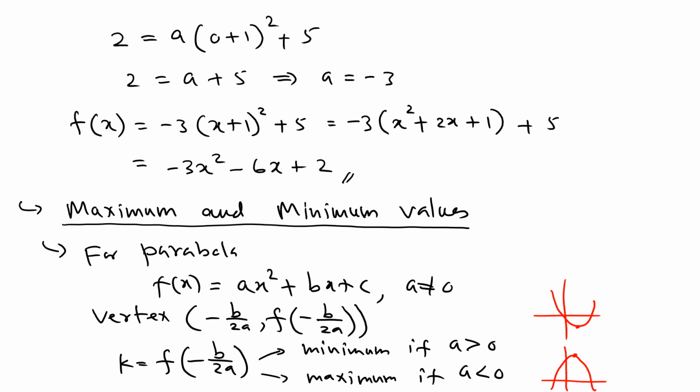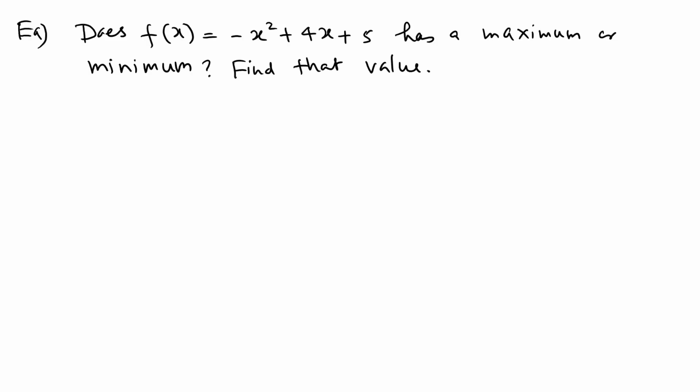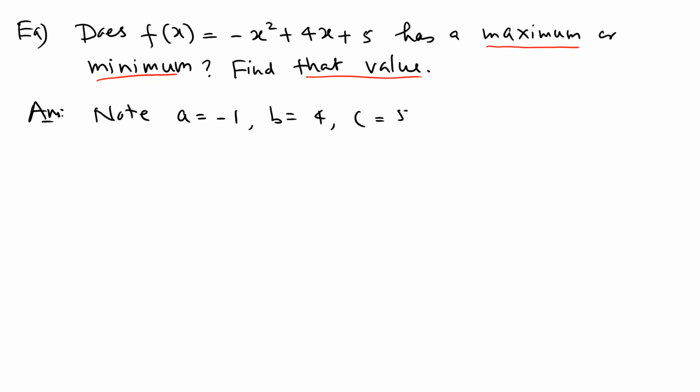Let's just do one example. It says: does f(x) equals -x squared plus 4x plus 5 have a maximum or minimum? We'll figure out whether it has a maximum or minimum, and then what that value is. Note that in this case a equals -1, b equals 4 and c equals 5, and you can see that a, which is -1, is negative.